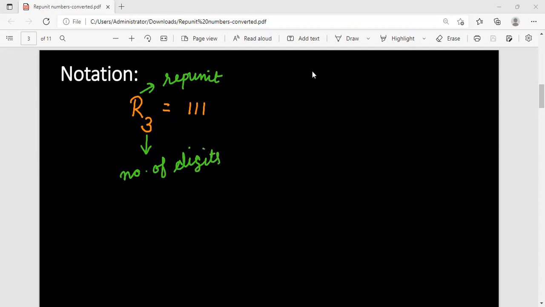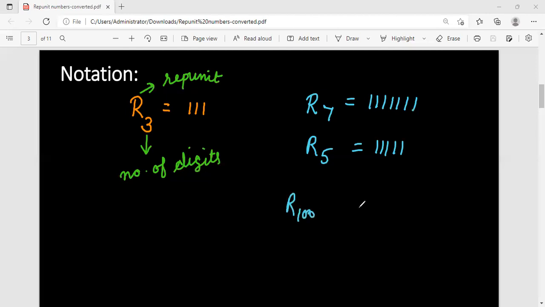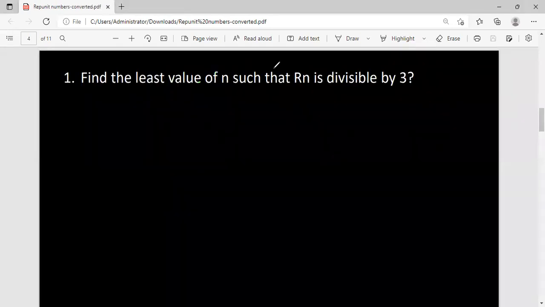Correct. So if I ask you, what is R7? R7 will be 7 times 1. R5 will be 5 times 1 and so on. So R100 will be 1 written 100 times, so it will be a 100-digit number. That is the notation, guys.